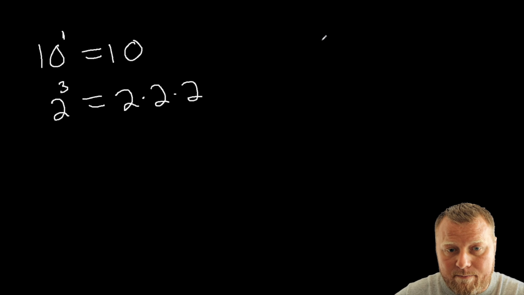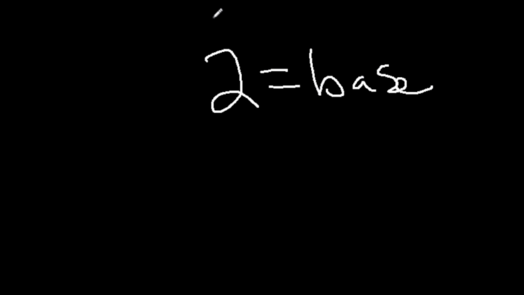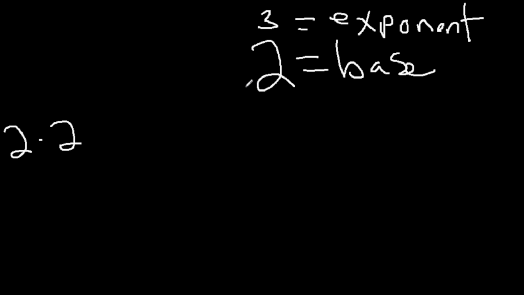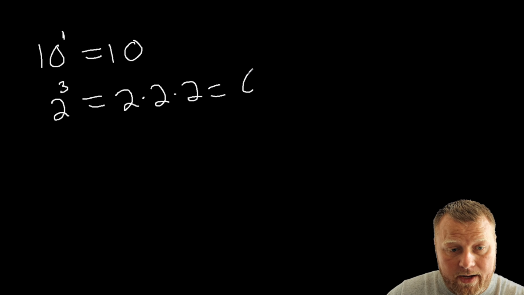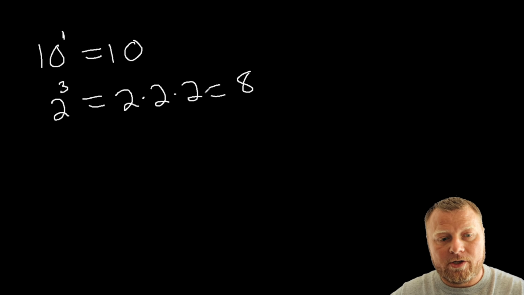So the base is the 2 and the 3 in this example is the exponent. All right, so this is equal to 8. 2 times 2 times 2 equals 8. And we've got the general pattern here. So that's what exponents are. I think you understand what those are. Let's jump into that derivation that I'm talking about.